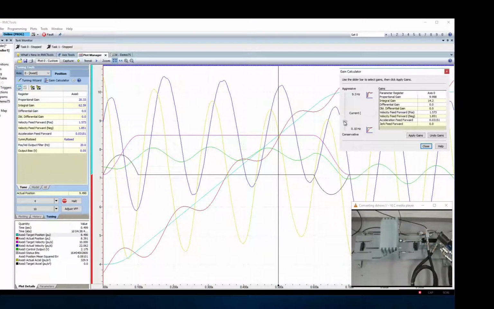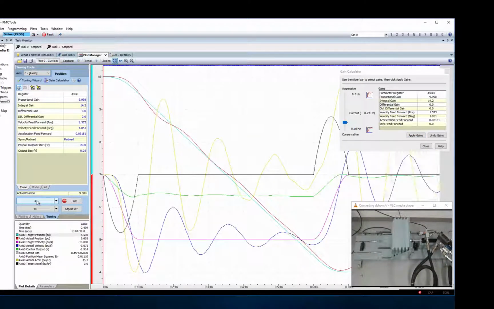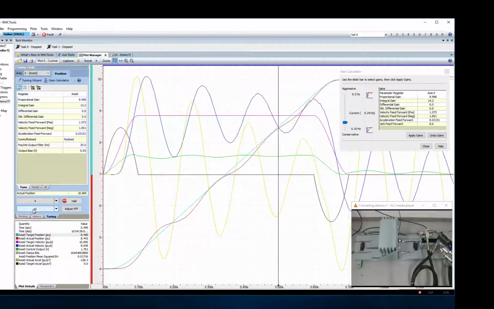Let's move this gain down a little bit. Hit apply gains. There we go. Move to 4 inches. You can see that there's an awful lot of following error, a lot of oscillation. And that's because the system is essentially a mass on a spring, and a normal PID is not able to control it.